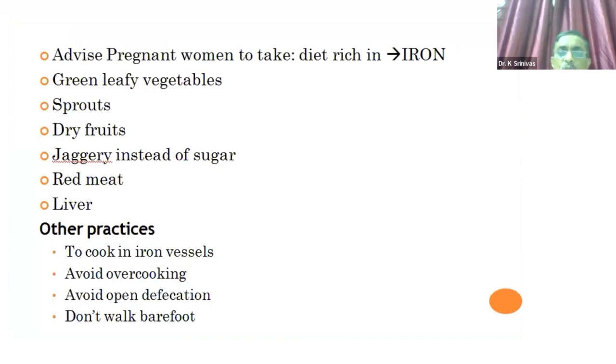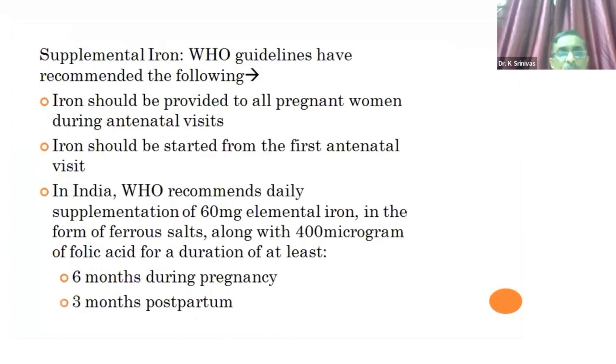And the practices of cooking in iron vessels, avoiding overcooking, avoiding open defecation, and avoiding walking barefoot, right? These are the other practices that should be observed by them. So, supplemental iron: WHO guidelines have recommended the following: provide iron to all pregnant women. Iron should be started from the first antenatal visit. And what we follow is around 14 weeks, 13 to 14 weeks we start.